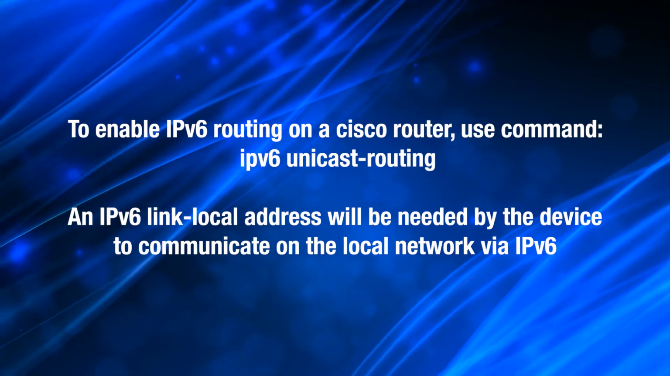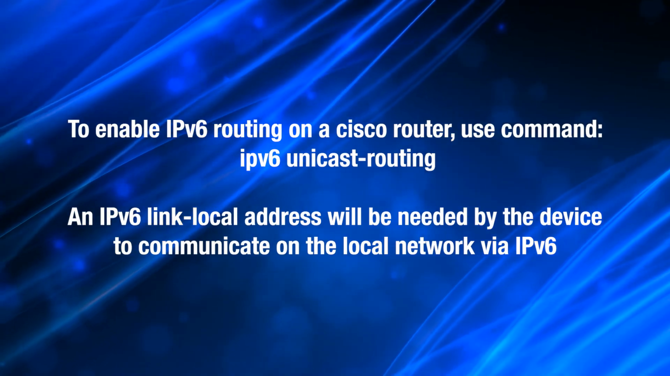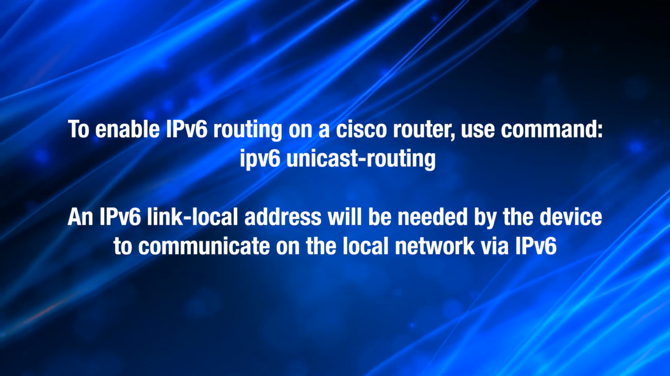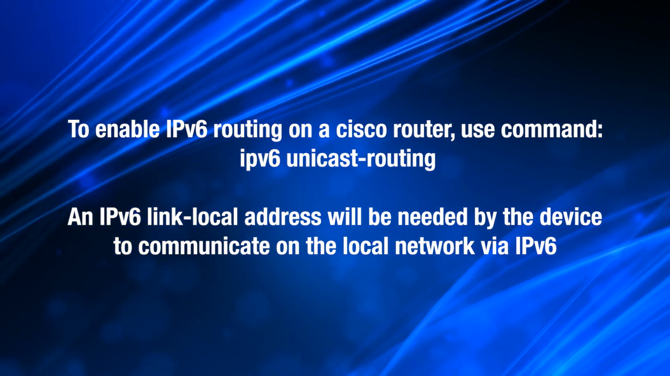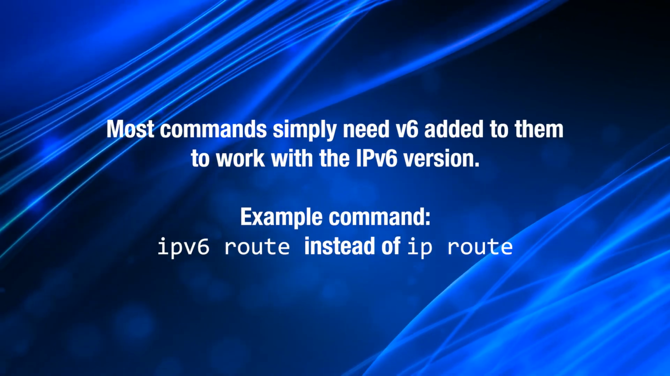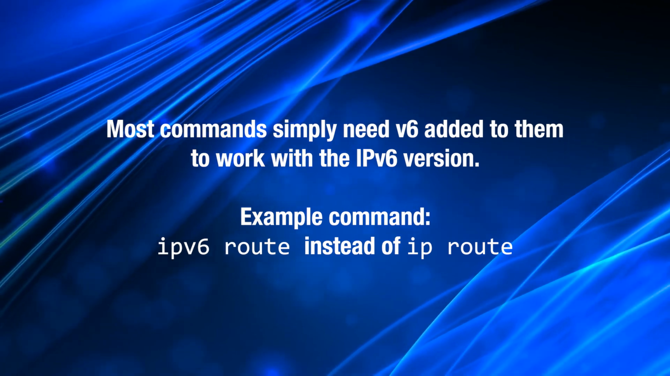By default, IPv6 is disabled. So, in the Cisco command line, you will need to use the command ipv6 unicast-routing. In addition to this, your device will also need a link local address to communicate on the local link. If you want to configure IPv6 related items on Cisco routers, all you have to do is add v6 after most of the IP commands.